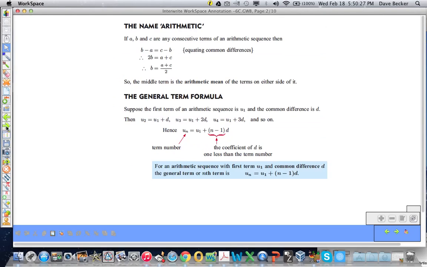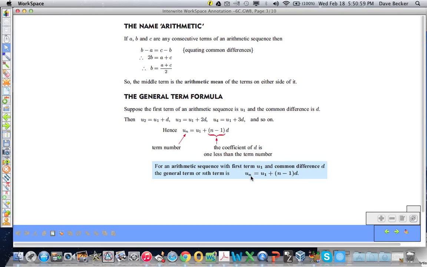And where does arithmetic sequence come from? It comes from the fact that the middle term of any three consecutive terms of an arithmetic sequence is the arithmetic mean of the other two. The formula we can use to find the nth term of an arithmetic sequence is u sub n equals u sub 1 plus n minus 1 multiplied by d. d is the common difference.